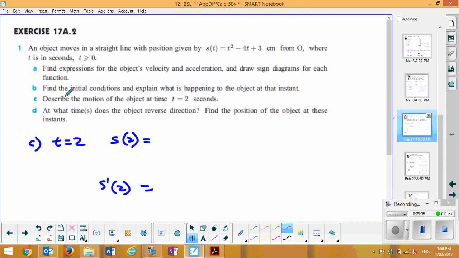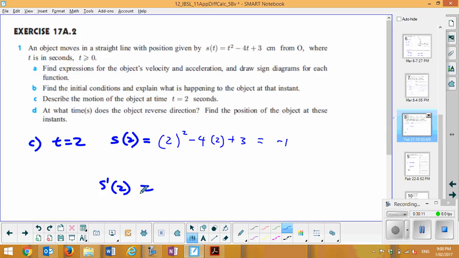Let's look at C. It says describe the motion at time t equal to 2 seconds. At time equal to 2, we've got 2 squared minus 4 times 2 plus 3. So 2 squared is 4, minus 8 is minus 4, plus 3. 4 minus 8 plus 3, and we come up with minus 1.